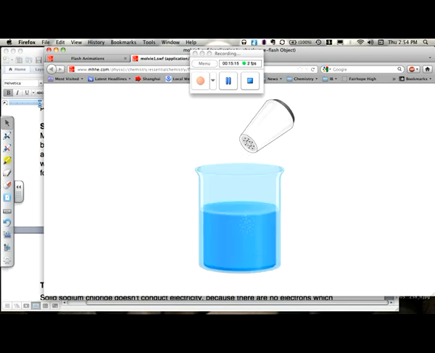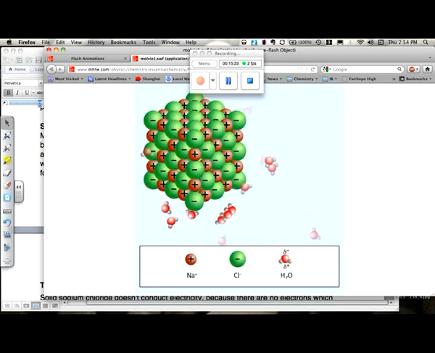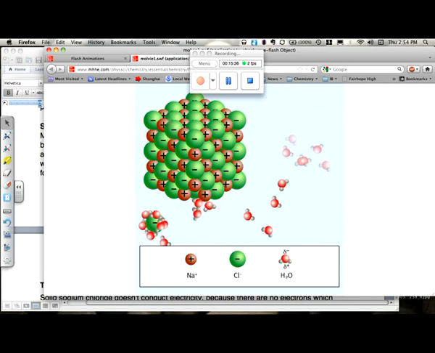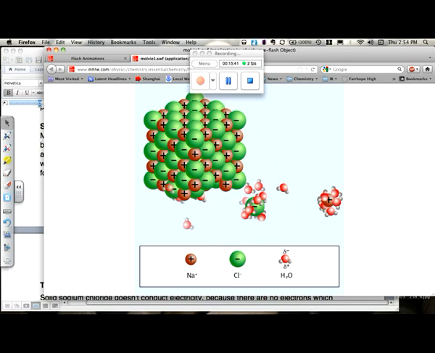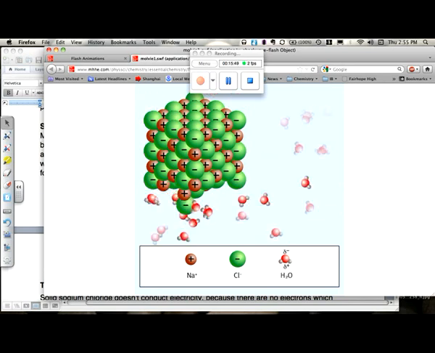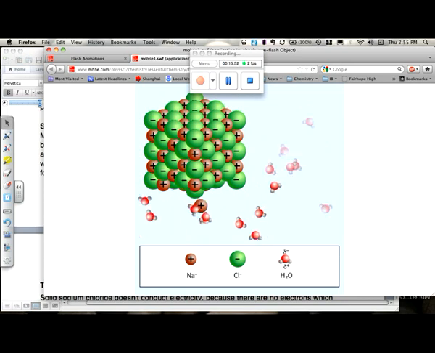Let's add a small amount of table salt, sodium chloride, to water. As you know, sodium chloride dissolves in water. Click on the zoom button to view sodium chloride dissolving in water on a microscopic scale. Polar water molecules interact with the positive and negative ions of a salt. The positive ends of the water molecules are attracted to the negative chloride ions. The negative ends of the water molecules are attracted to the positive sodium ions. This interaction between water and the salt ions causes a salt to break apart or dissolve in water.